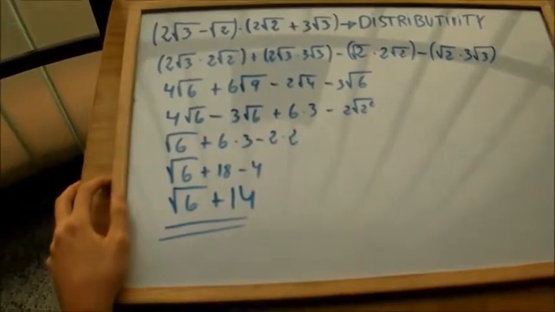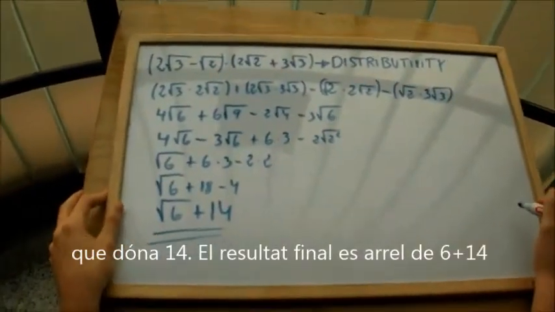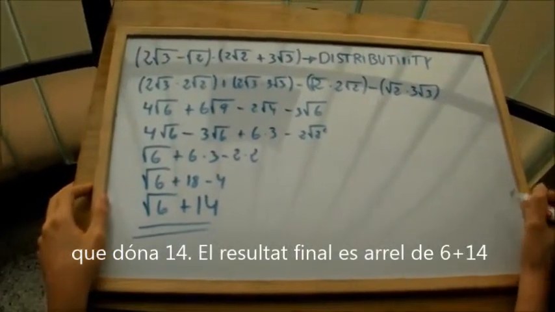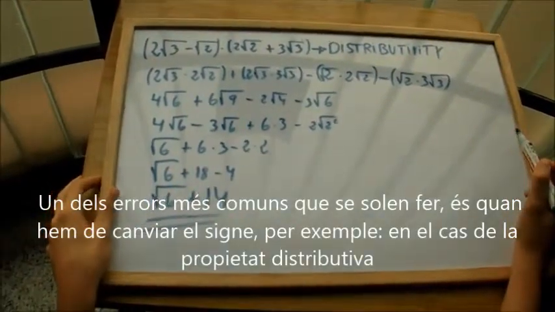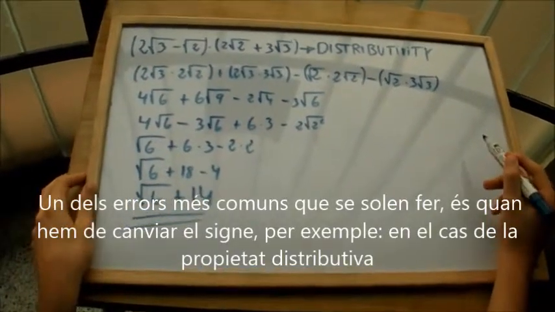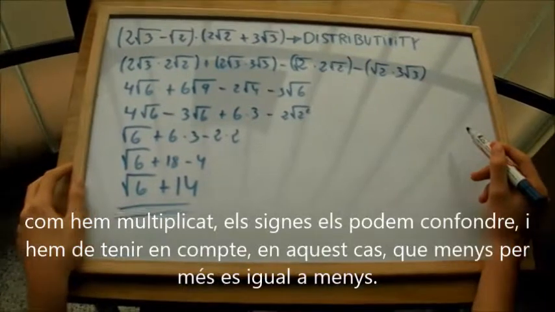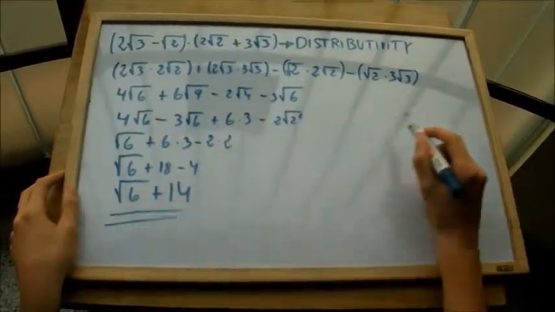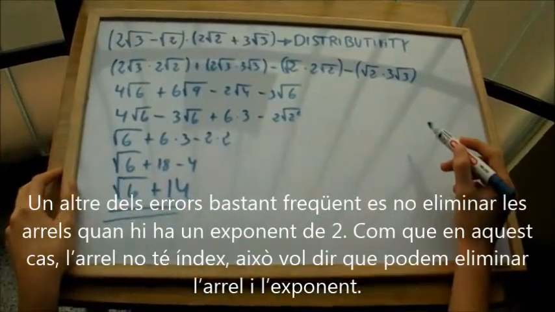Most common mistakes. One of the most common mistakes that people usually make is when we need to change the sign. For example, in the case of the distributive property, as we have multiplied signs, it can be confusing, and we have to take into account, in this case, that this plus this is equal to this. Another fairly common mistake is not removing the roots when there is an exponent of 2. As in this case, the root has no index. This means that we can eliminate the root and the exponent.